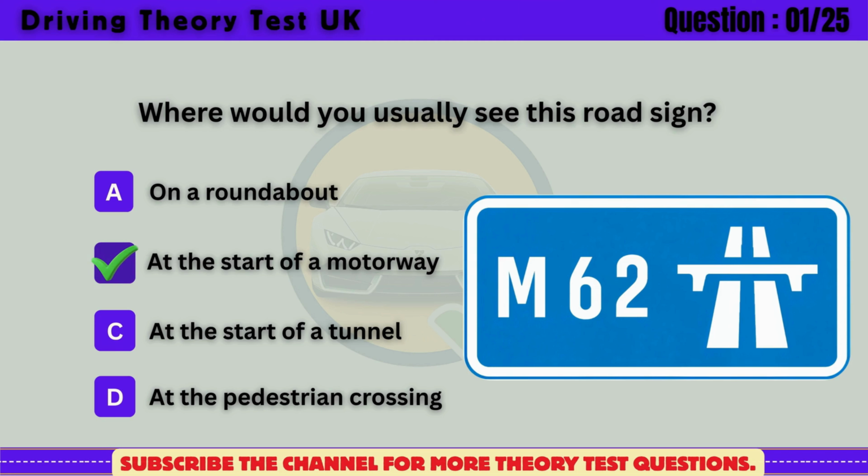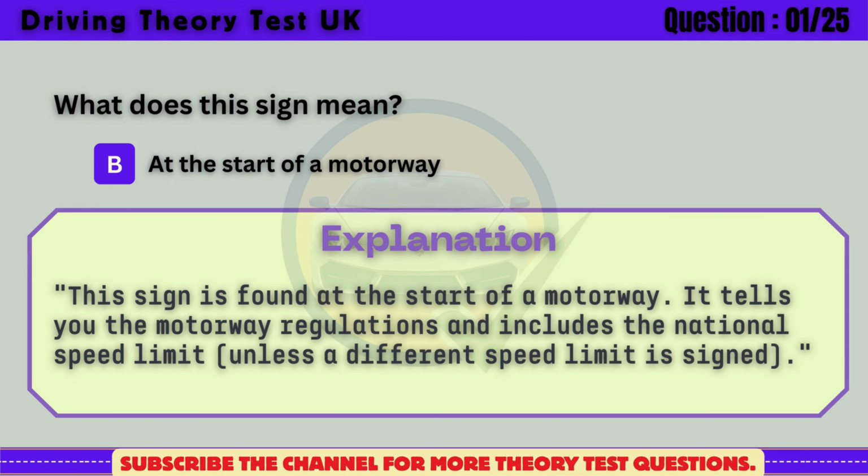Answer was B. At the start of a motorway. This sign is found at the start of a motorway. It tells you the motorway regulations and includes the national speed limit, unless a different speed limit is signed.